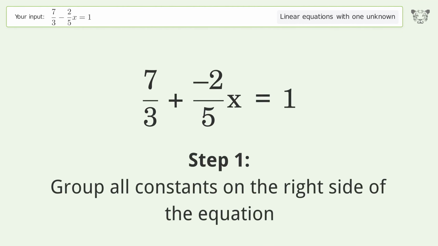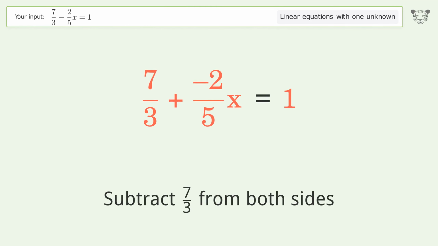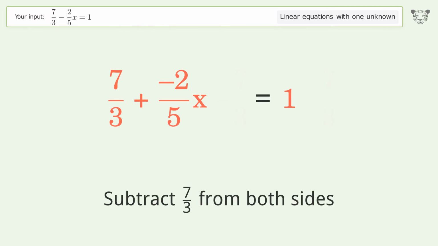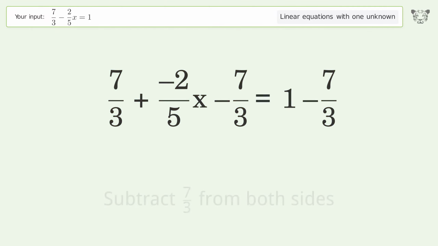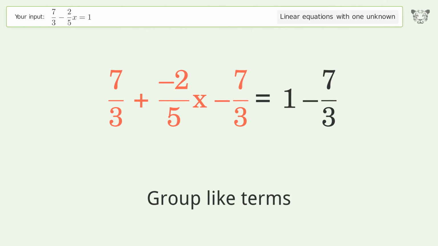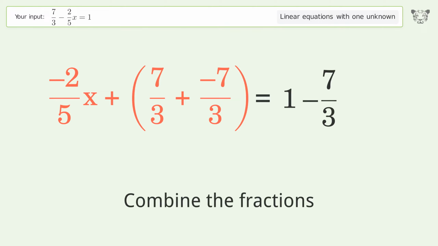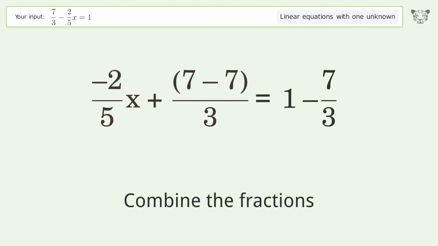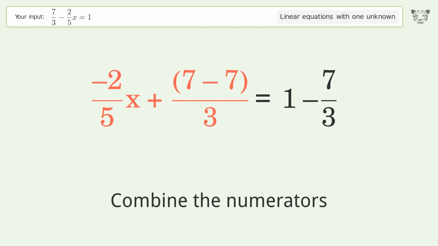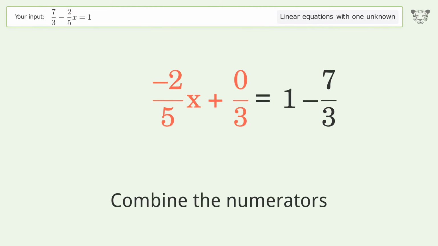Group all constants on the right side of the equation. Subtract 7/3 from both sides. Group like terms. Combine the fractions. Combine the numerators. Reduce the zero numerator.